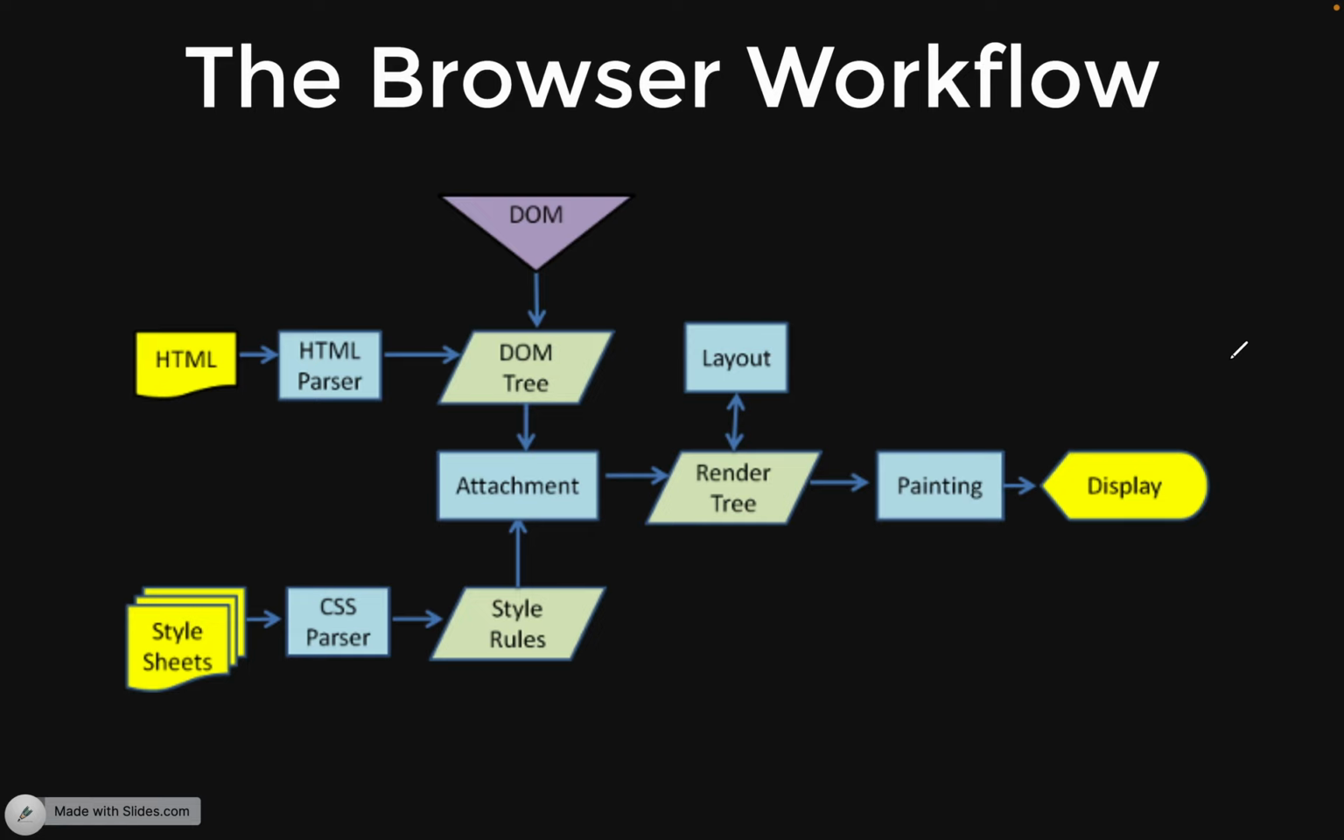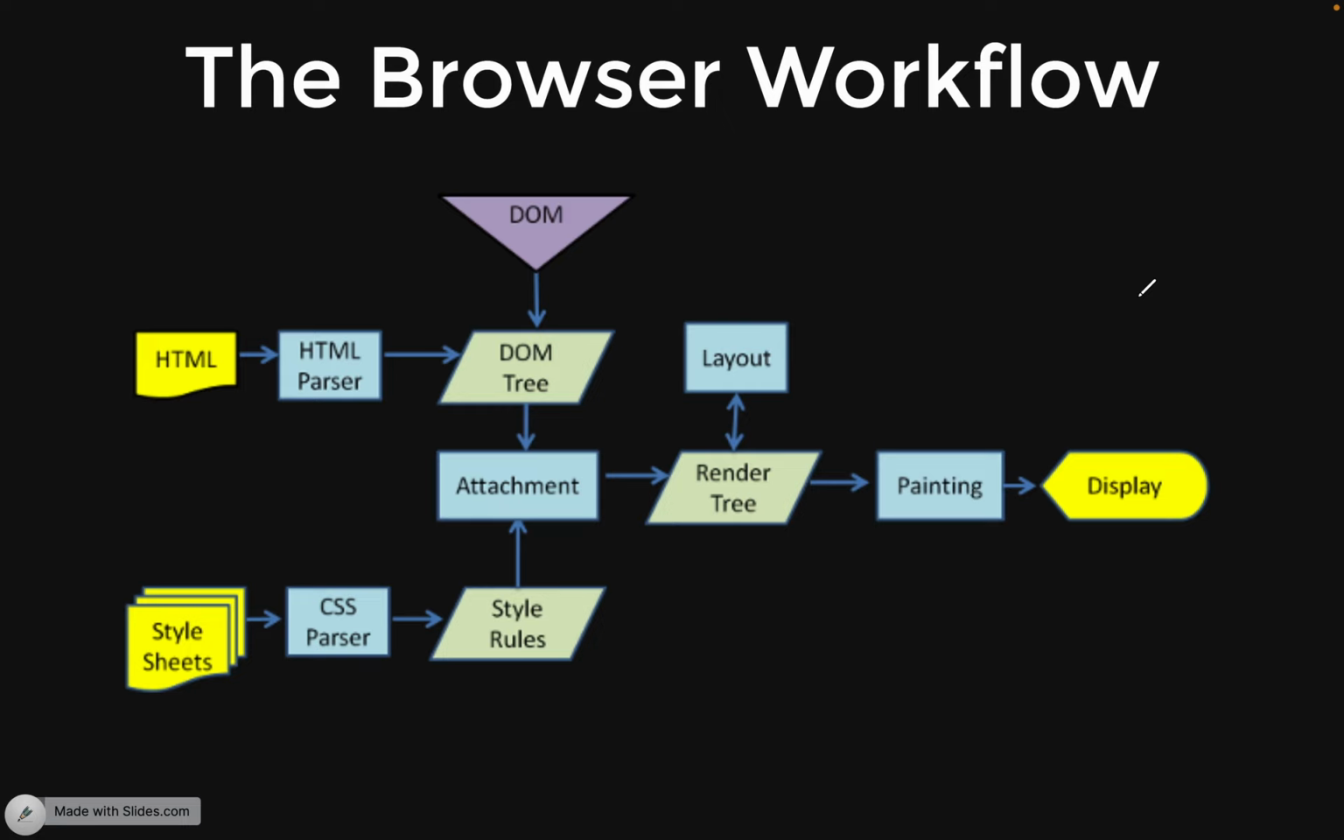Now coming to the third step, the DOM tree and the CSS style rules, or the CSSOM. In this step, both the DOM tree and the CSSOM are attached together and a new tree is created, which is called the render tree. They are linked up together after creation so that the browser can proceed with displaying the UI to the user.